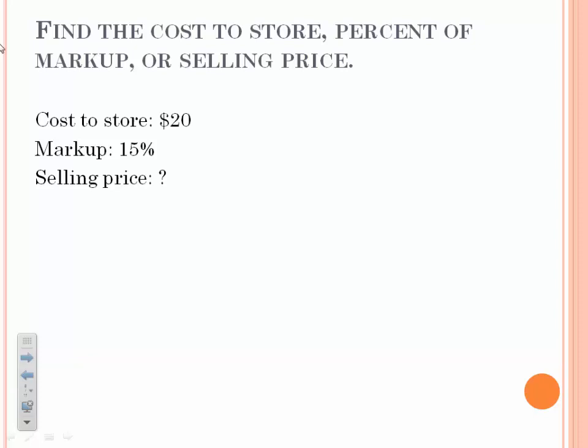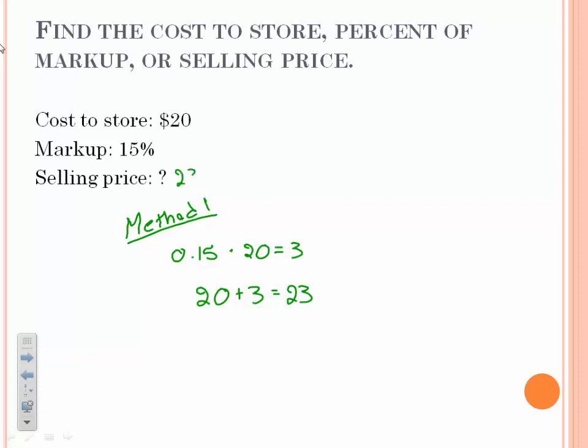All right, here we go. So, method 1, we have to find 15% of 20. So 0.15 times 20, and when we do that math, we get 3. Well, now that's just our markup amount. So now we have to add that to make our selling price. $20 plus 3 equals 23. So your selling price is 23.